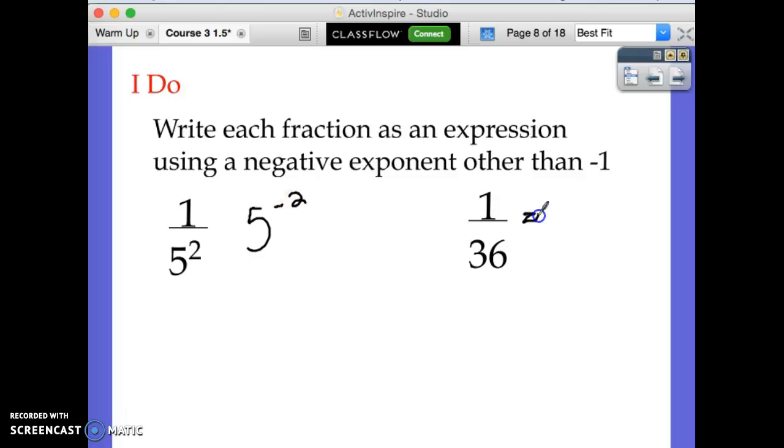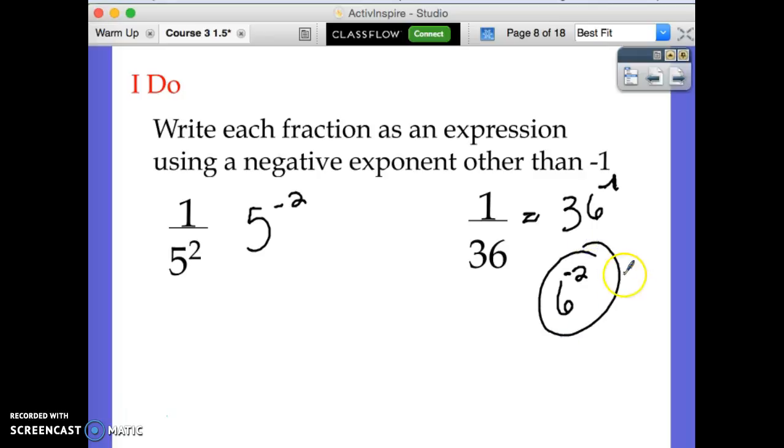So I could rewrite this as 36 because that's the reciprocal of 1 over 36. And we could put our negative 1 exponent in here. But the directions said we need an exponent other than negative 1. So I need to think of a number. What number times itself is 36? Well, 6 squared is 36. So I'm just going to make this a negative. So 6 to the negative 2nd power.